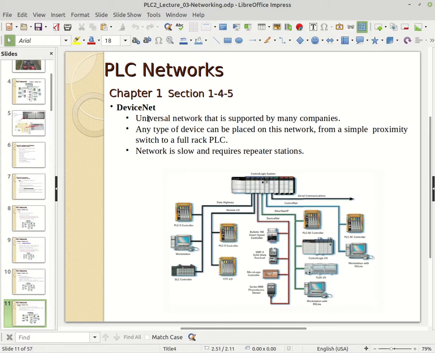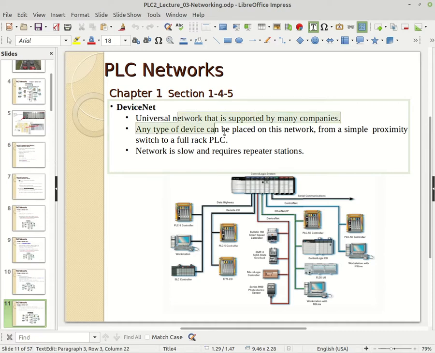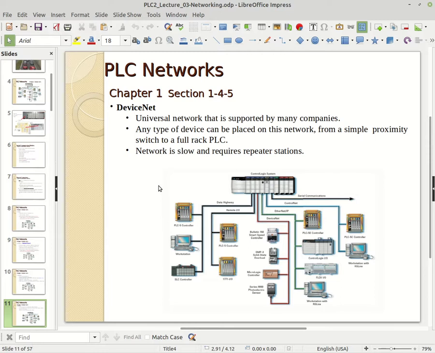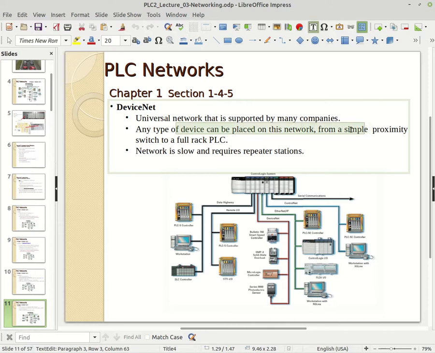Similarly with DeviceNet, DeviceNet is just a different protocol developed by some different companies, but it was opened up so that any company can build devices to communicate on this network. But again, it was designed for that real-time communication, but it can't handle quite as much data as, say, ControlNet.